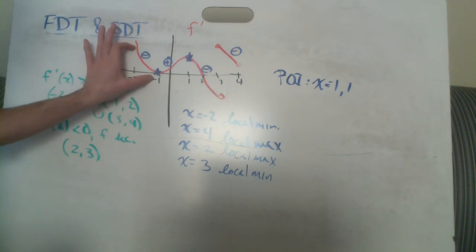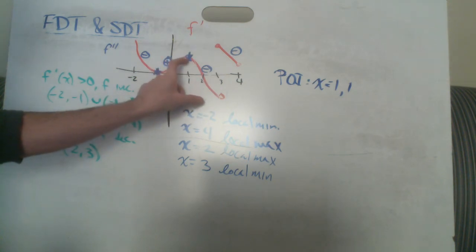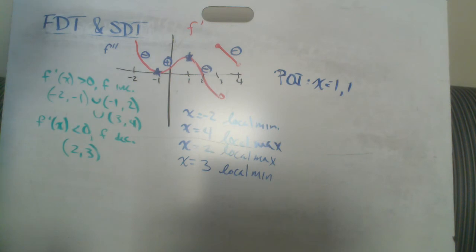Concave down from -2 to -1. Concave up from -1 to 1. Concave down again from 1 to 3. And then concave down again from 3 to 4. So that's graphically how we can attack one of these problems.